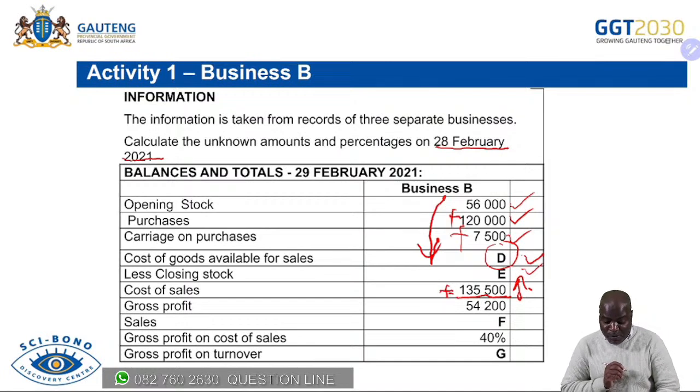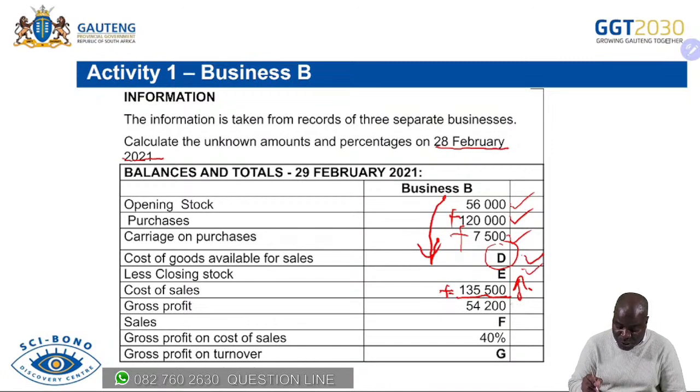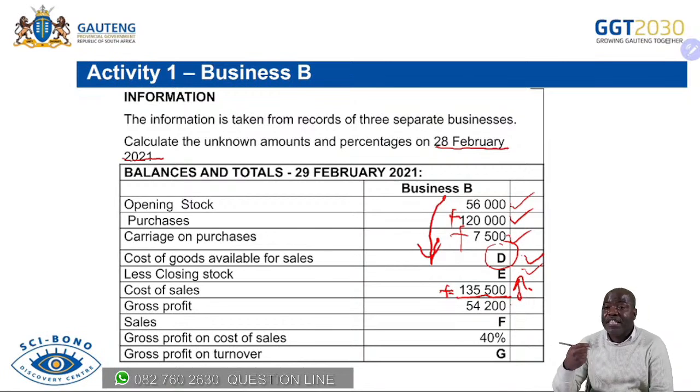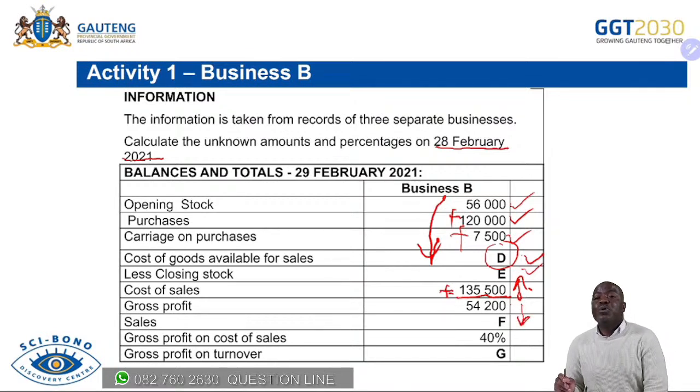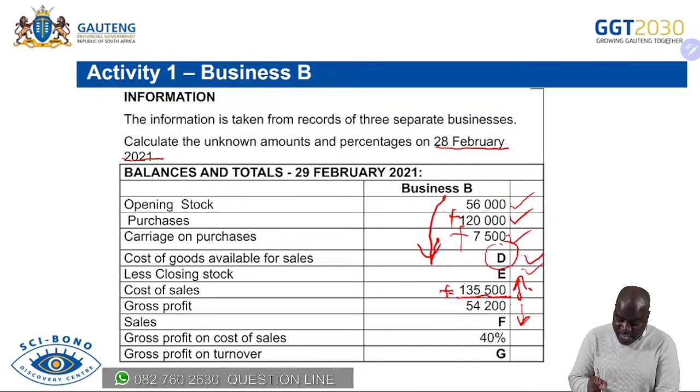Right, let's move on to your gross profit. It's given as 54,200, and once you know that the figure you are calculating falls at the bottom, look at the movement now. It is going downwards, which means you do the normal. So 135,000 plus your 54,000, which is your gross profit, you will then arrive at your sales.